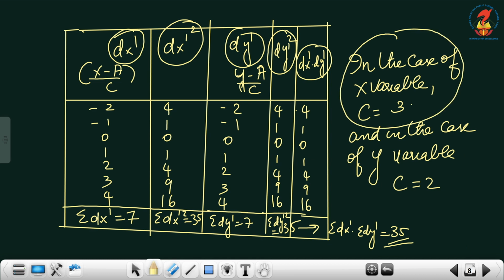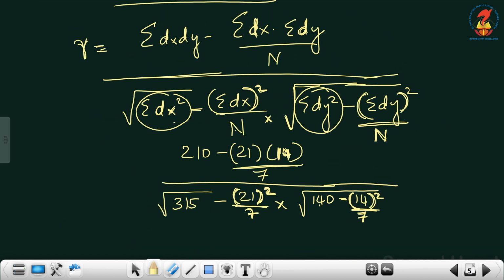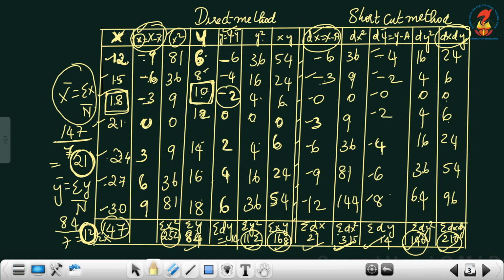Therefore, x minus a by c. So you know what x minus a is? Dx is x minus a. This is dx, this is x minus a. Divided by c, you will get dx dash.